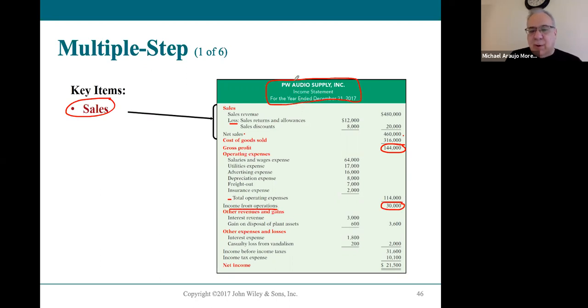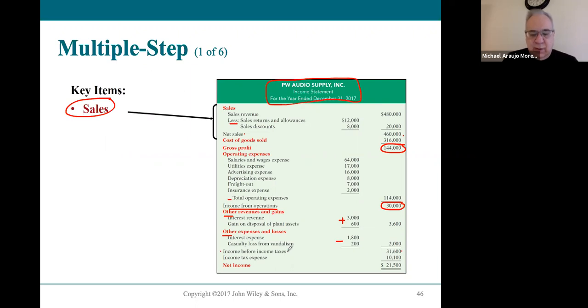Now, even PW Audio has other stuff going on. Notice they have other revenue and other expenses. Other revenue would add to the profit. Other expenses would take away from the profit. So here they had $3,600 of other revenue that they added in and $2,000 of other expenses that they subtracted out. So it added a net of $1,600 to the profit.